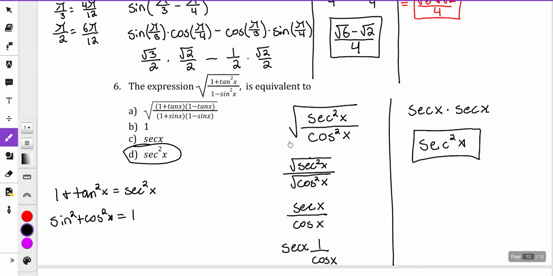Alternatively, if you turned the secant into 1 over cos, wouldn't the coses cancel out? You'd have 1 over cos times 1 over cos, which would become 1 over cos squared, which then becomes secant squared. Okay. Yeah.